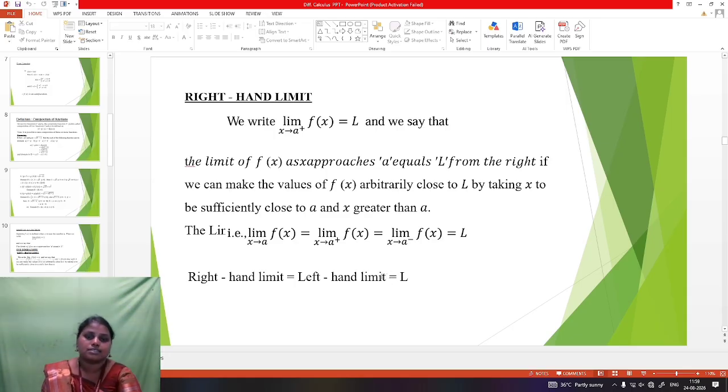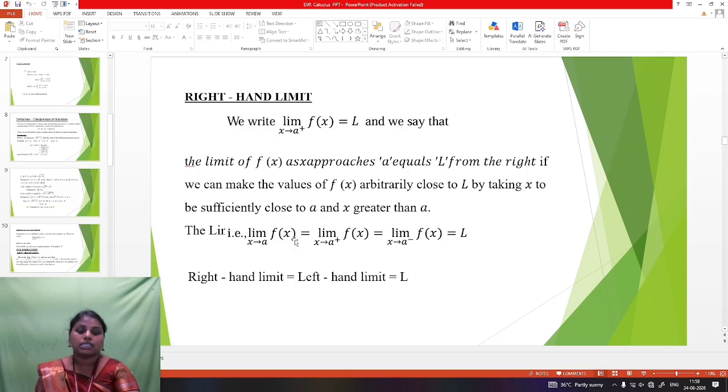This also says that the limit of f of x as x approaches a equals L from the right if we can make the values of f of x arbitrarily close to L by taking x to be sufficiently close to a and x greater than a.